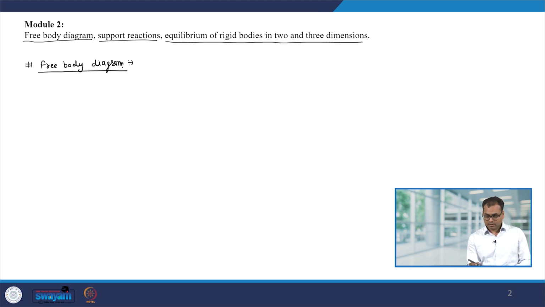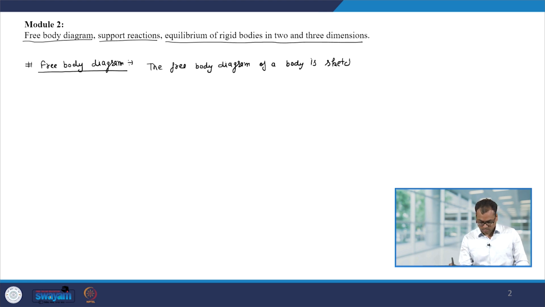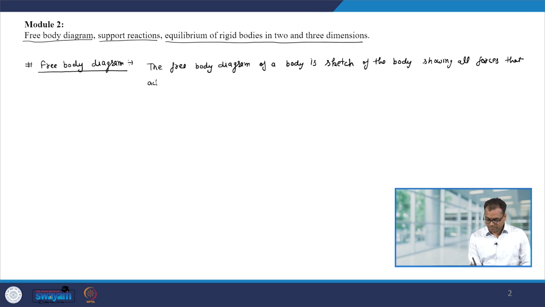So, let me define it. The free body diagram of a body is a sketch of the body showing all forces that act on it.